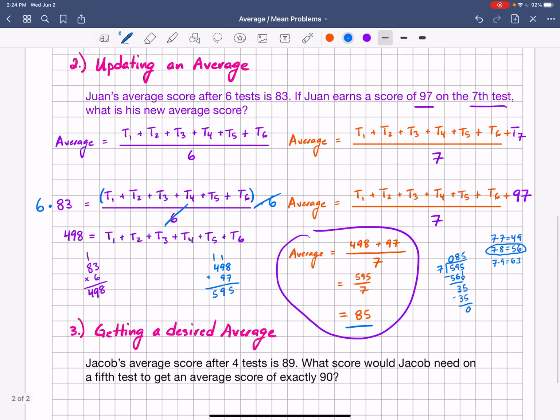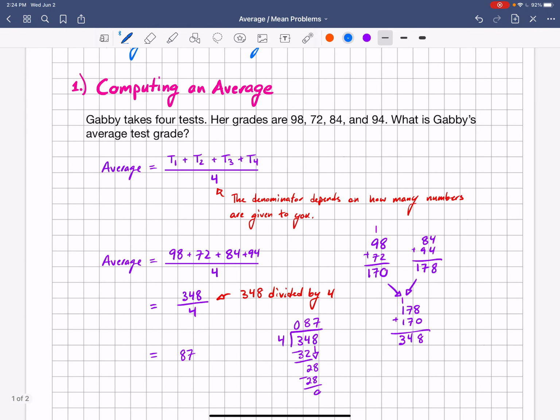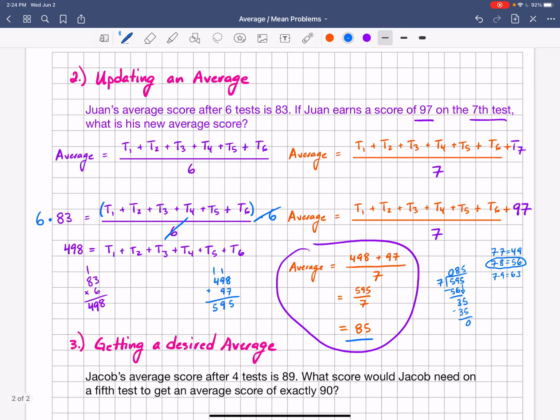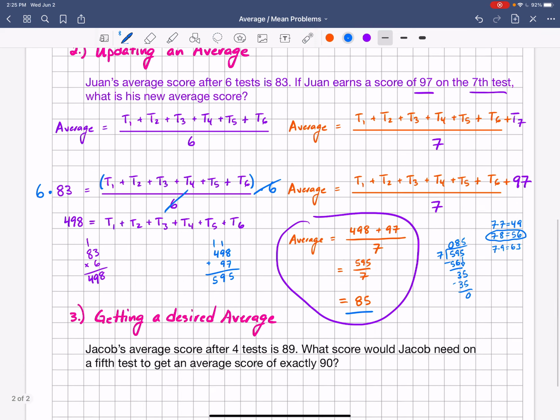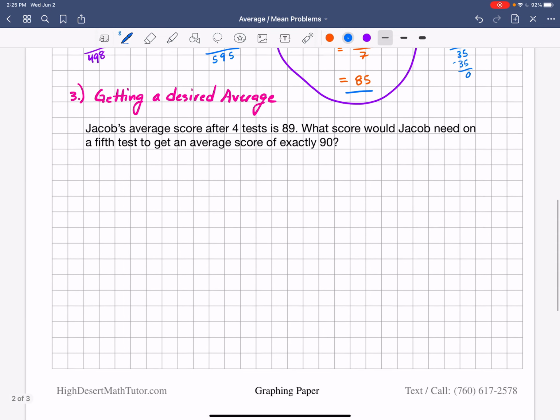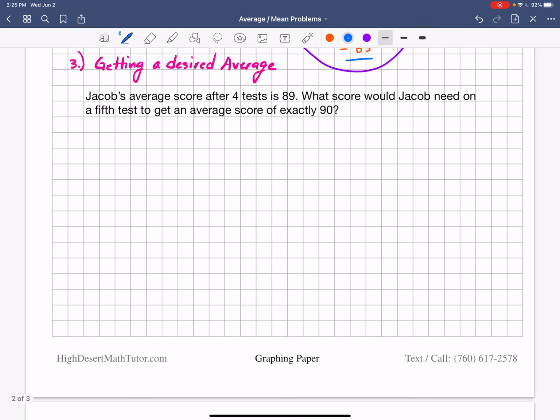All right, so the first question we talked about was how to compute averages in general. The second question was how to update an average. This last averaging problem we're going to talk about is what does it take to get a specific average that you want to get? So Jacob's average score after 4 tests is 89. The question is, what score would Jacob need on a 5th test to get an average score of exactly 90?